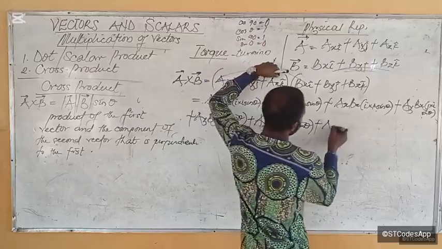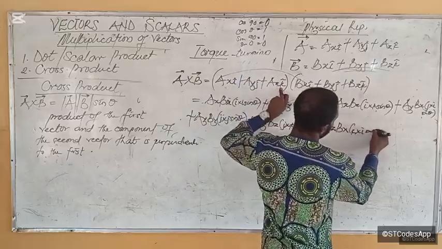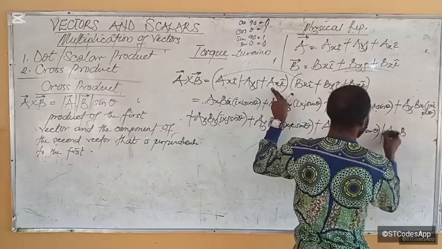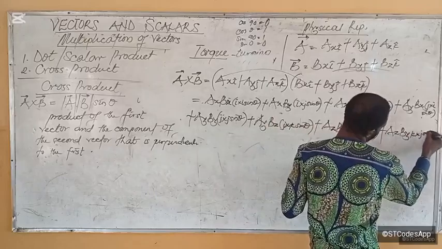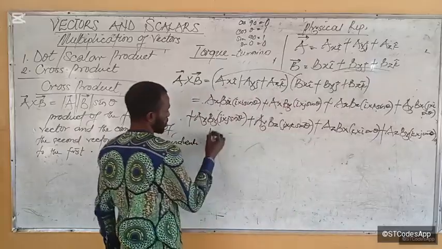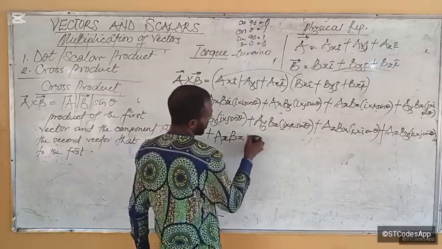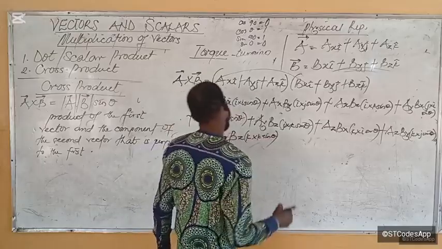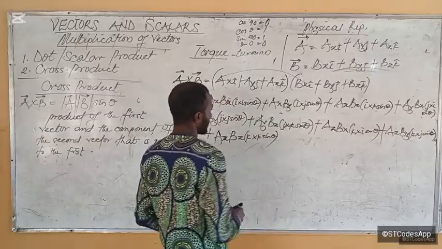Now let's go to AZ. AZ BX, K is now crossing I, sine theta. Then plus AZ BY K cross J sine theta. Plus AZ BZ K cross K sine theta. That's all, right? That's all.